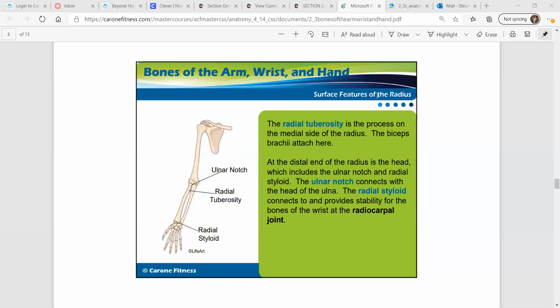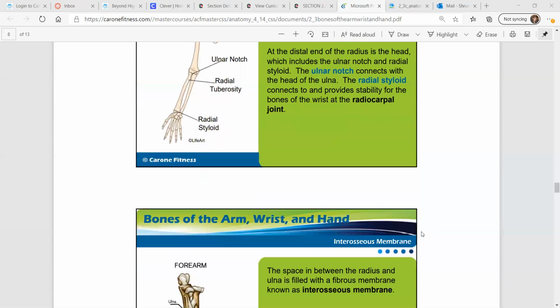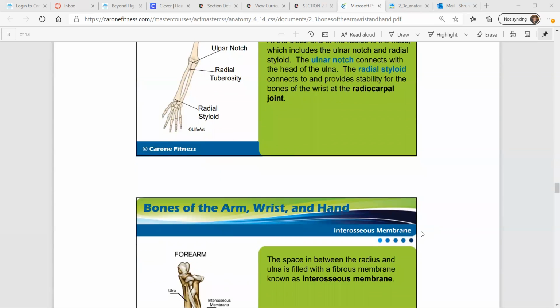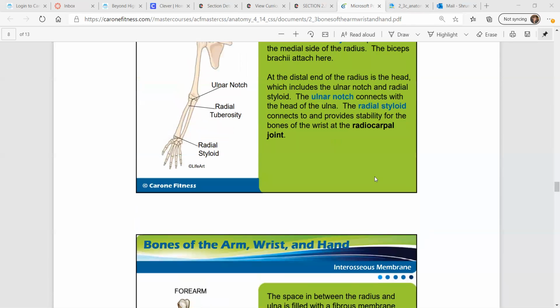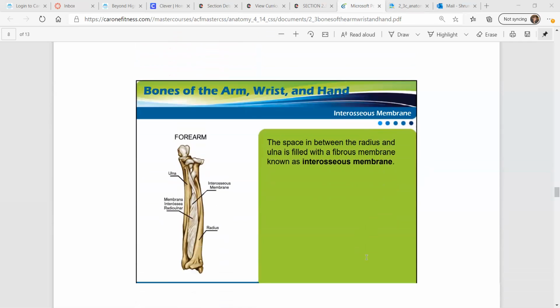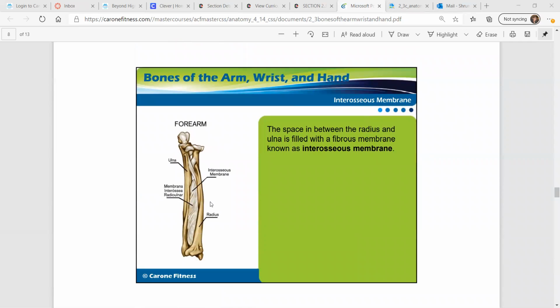The ulnar notch connects with the head of the ulna. The radial styloid connects to and provides stability for the bones of the wrist at the radiocarpal joint. And in between the radius and the ulna is a fibrous membrane known as the interosseous membrane.